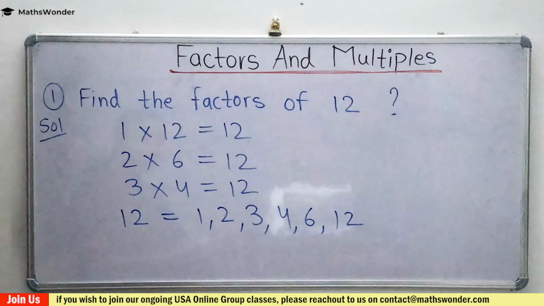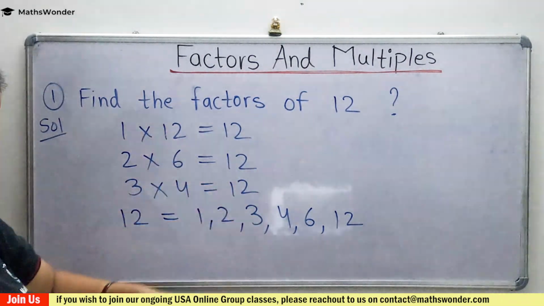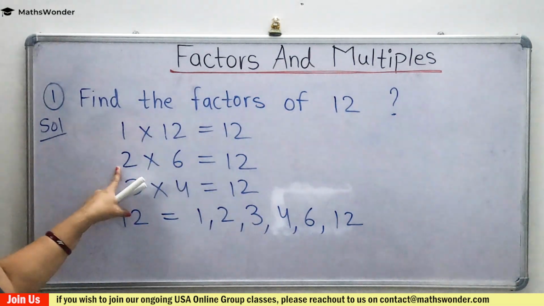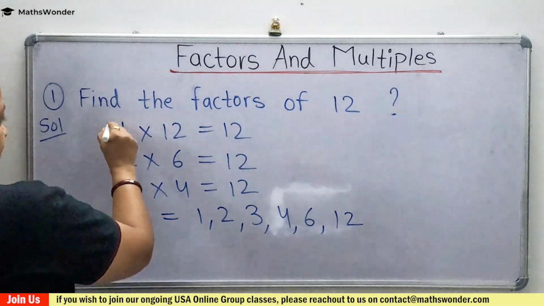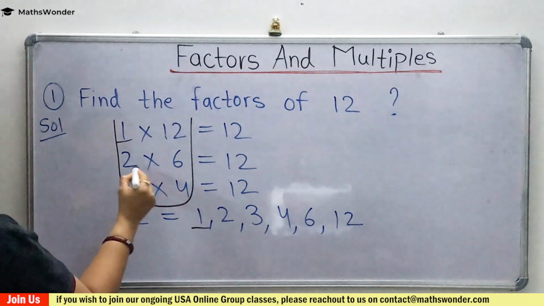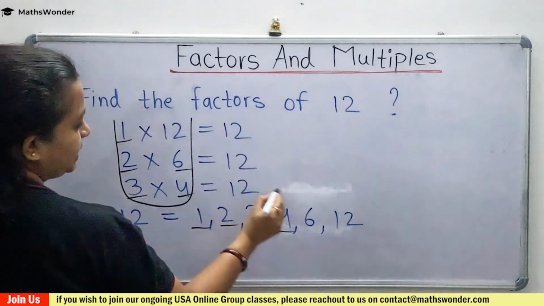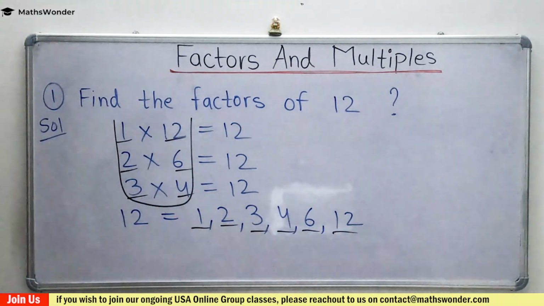Find the factors of 12. So 1 times 12 will give 12, 2 times 6 will give 12, 3 times 4 will give 12. When you change the order, 4 times 3 will give 12, 6 times 2 will give 12, 12 times 1 will give 12. So always make it a U and write your factors. So 1, 2, 3, 4, 6, 12. So we have 6 factors of 12. Understood the concept? How you will make these factors?